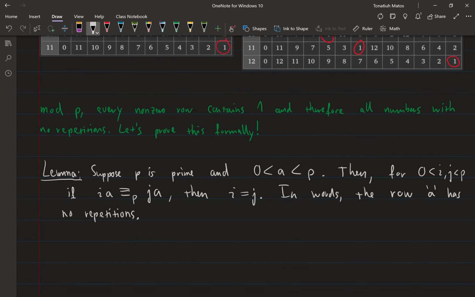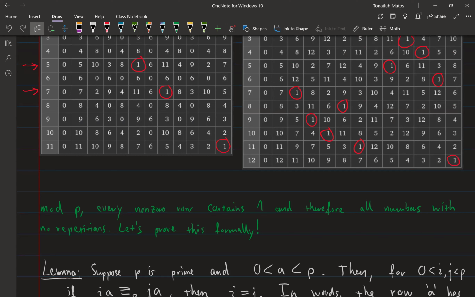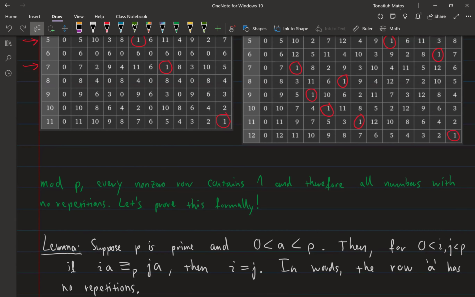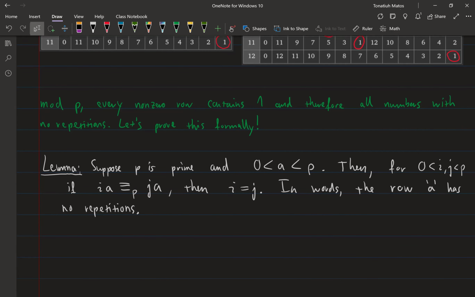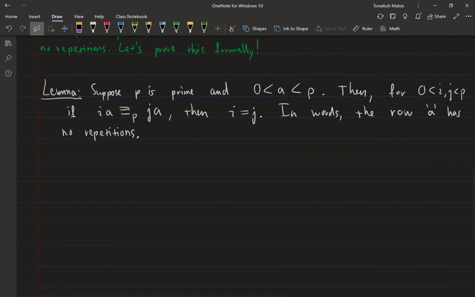So the row A, for example, here when A is equal to 7, what is the row A? Well, it's all the multiples of A, right? But we only care about the columns. How many columns do we have? We have P minus 1 columns, except 0, of course. So it's 1 times A, 2 times A, 3 times A, and so on. And to claim that these have no repetitions means that on the table, meaning mod P, they can only be equal if they have the same index, right? So this is what the lemma is saying, just in slightly different words.